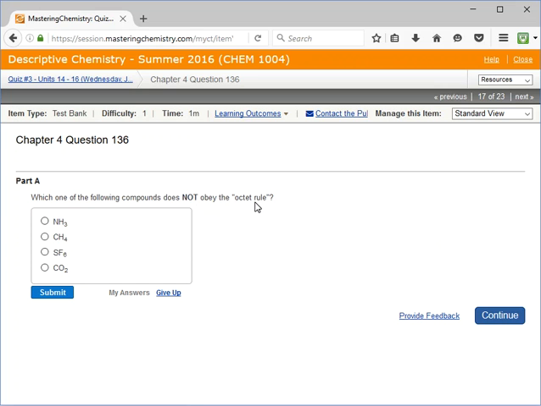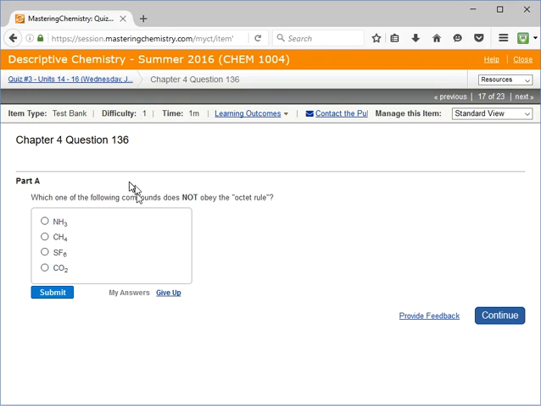Because technically, if you look at the NH3 here, the ammonia, the hydrogen doesn't follow the octet rule. It only has 2 electrons it can take around it. But we're talking about the central atom. Does the nitrogen in ammonia follow the octet rule? Does the carbon follow the octet rule? Does the sulfur follow the octet rule? That's what we're talking about.